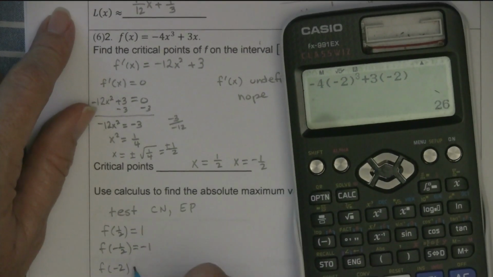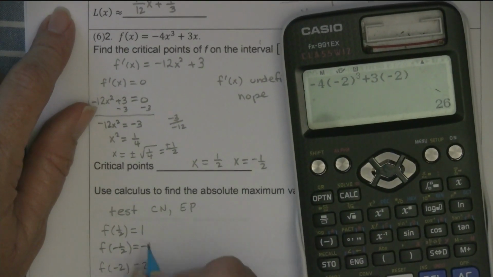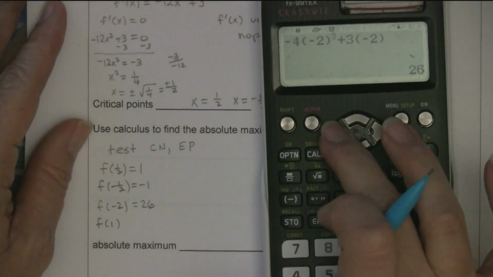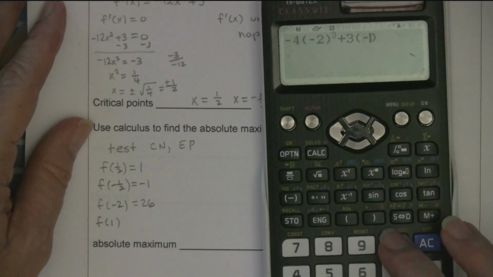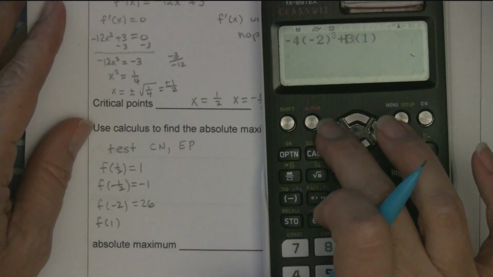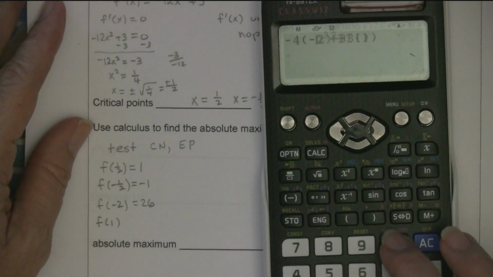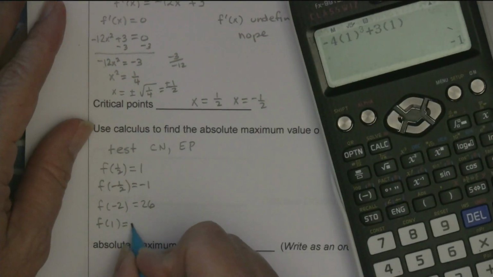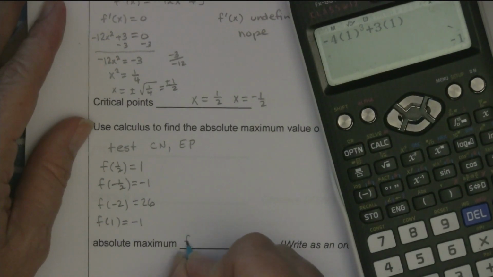I think I can come in here and delete those two things and get negative 2. So I get 26. That's way bigger compared to these other two, right? And then 1. So I'm going to delete that and put in 1. I think that's going to be smaller as well, but I'll go ahead and give it a try. So my absolute max is f of negative 2 equals 26.